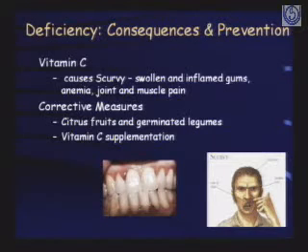Vitamin C deficiency causes scurvy. We can see here the person has swollen gums. This is a typical symptom of vitamin C deficiency, and ultimately this leads to loss of teeth, and it also causes anemia and leads to pale skin.